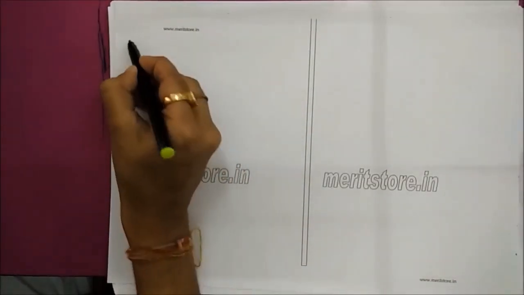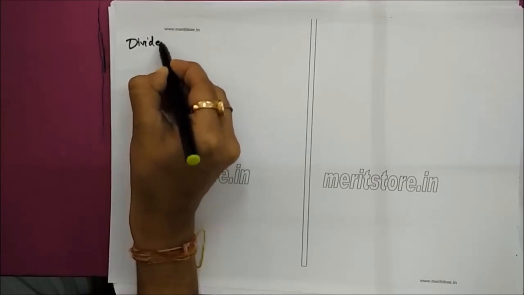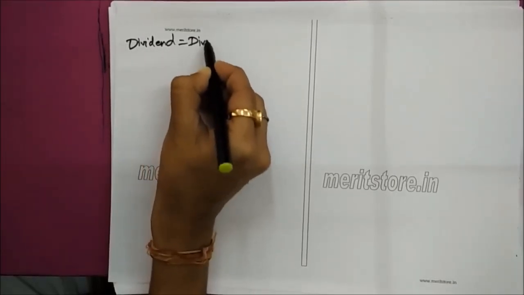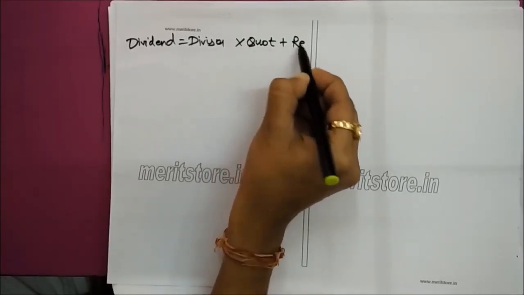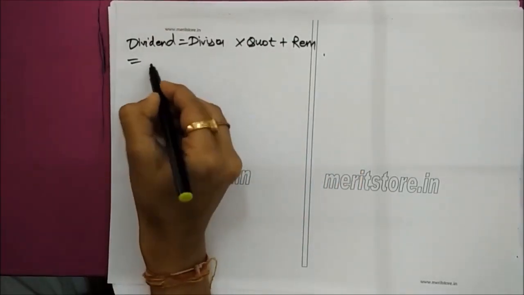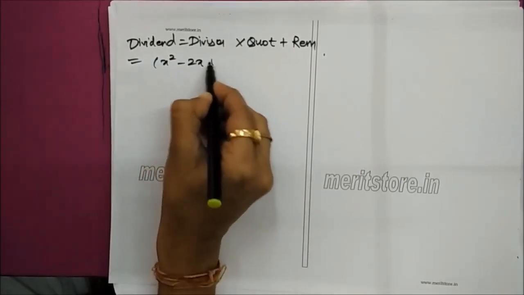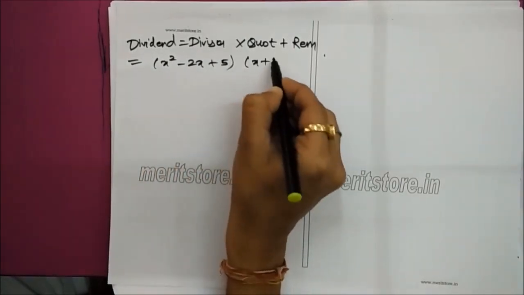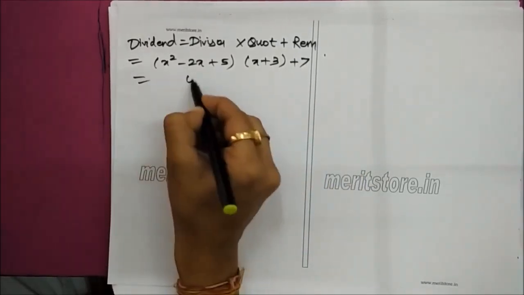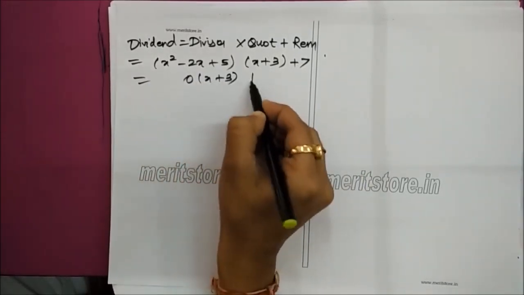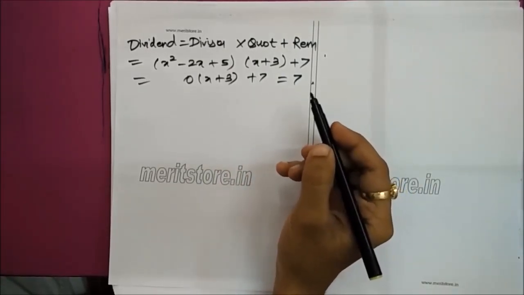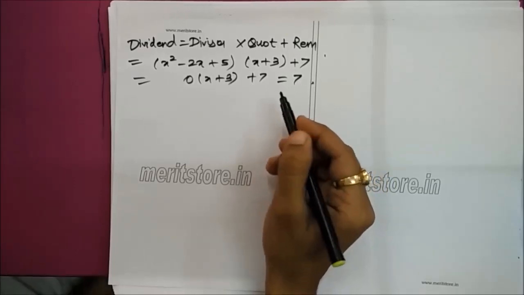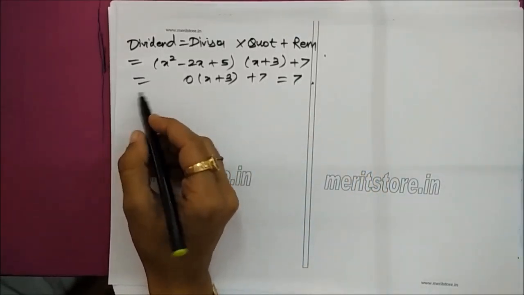Again dividend is equal to divisor into quotient plus remainder. So x square minus 2x plus 5 into x plus 3 plus 7. So 0 into x plus 3 plus 7 is 7. Now the next part is getting the values of powers of i. So you just have to get the values.